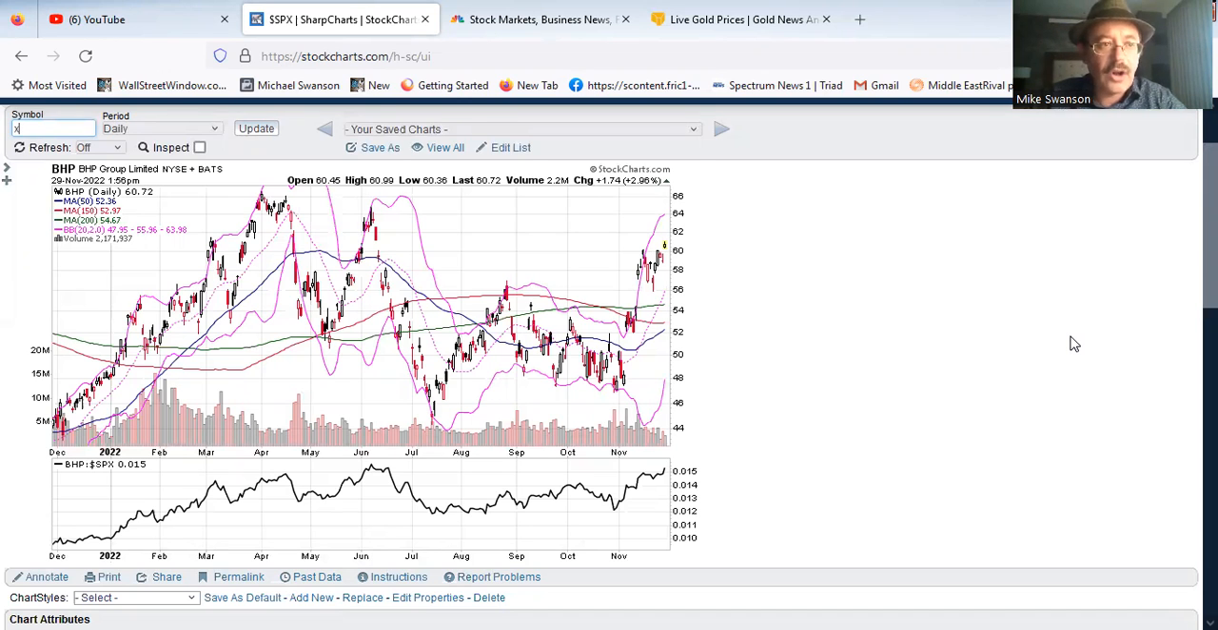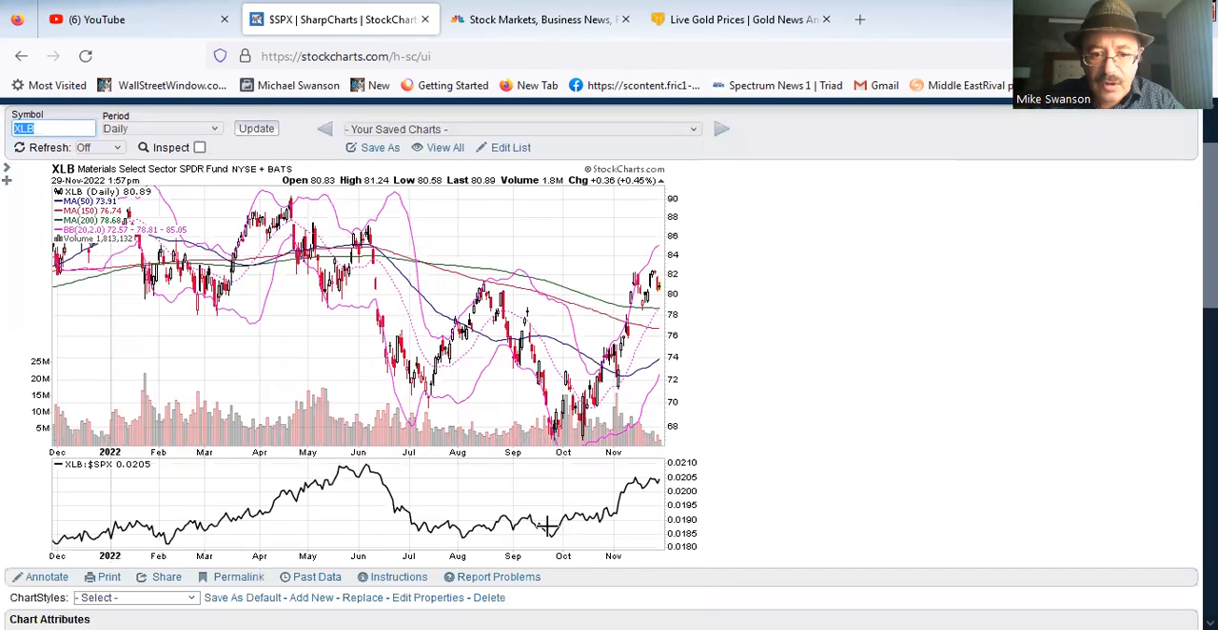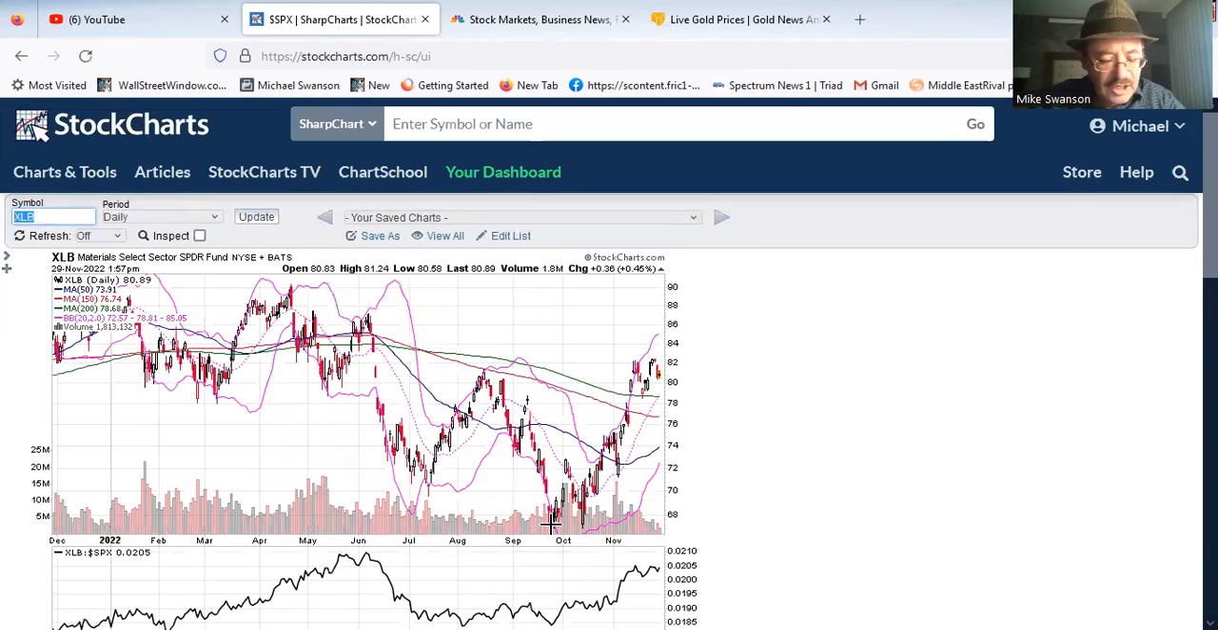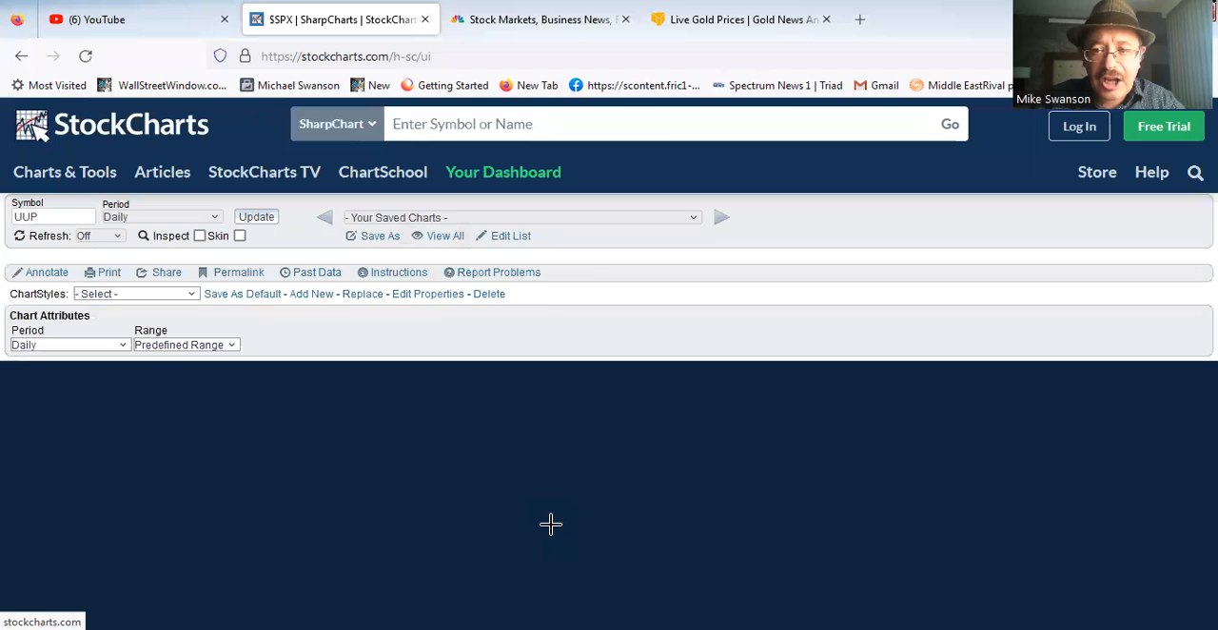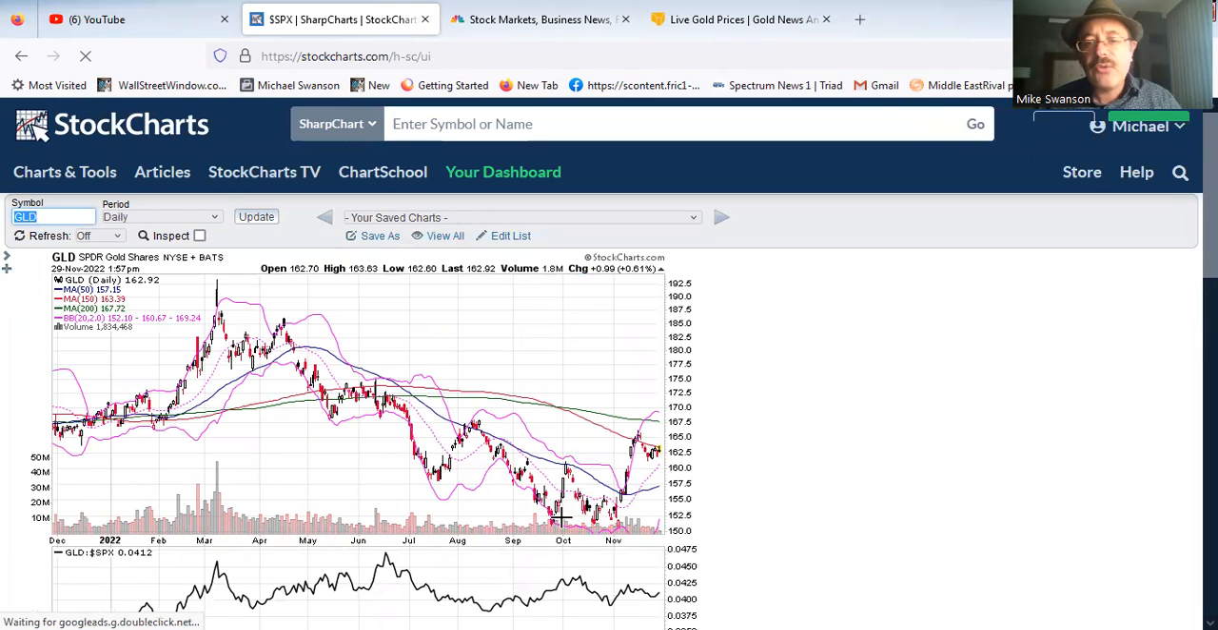The materials sector as a whole is here, a chart that tracks it, XLB. So again, I consider a decline, if we get one, in the US dollar index would represent a golden pivot that would set the stage for a continuation of gold going up.